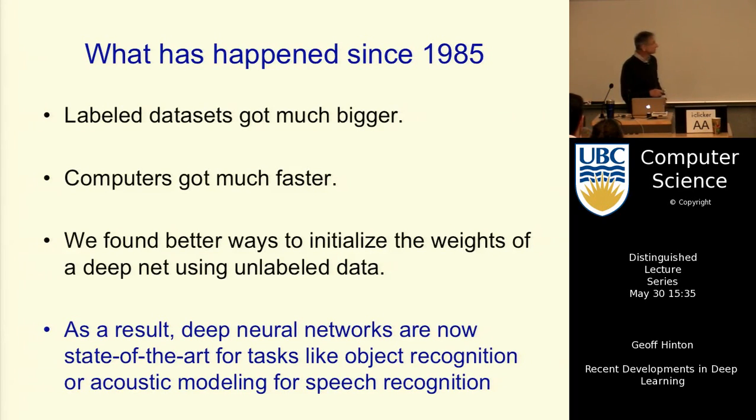So since the mid-80s, we've got much bigger labeled data sets, first in speech and more recently in vision. Computers got a whole lot faster, particularly with graphics processor units. We suddenly got a factor of 30, which made a huge difference. And we found better ways to initialize the weights without using labeled data. And as a result, neural nets got to be much better at some things. In particular, they got to be better at acoustic modeling for speech recognition.